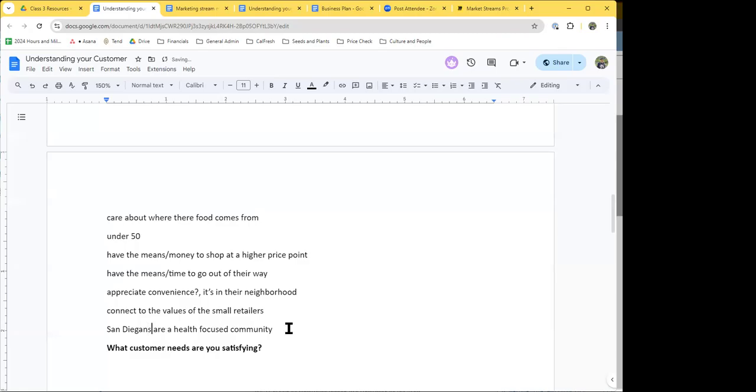San Diegans are a health focused community. Would you say we're community oriented? I feel like we do appreciate local in general, or do you think there's a large divide? I'm so in the bubble, I don't know. Maybe we all are. We love local, but I think it depends.